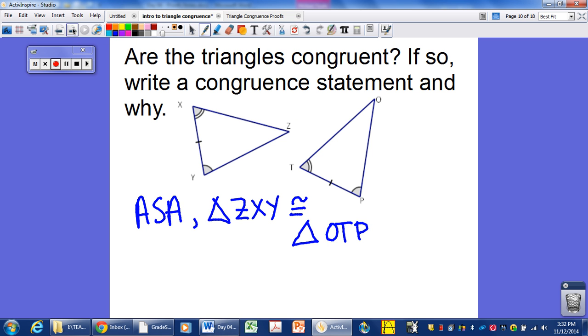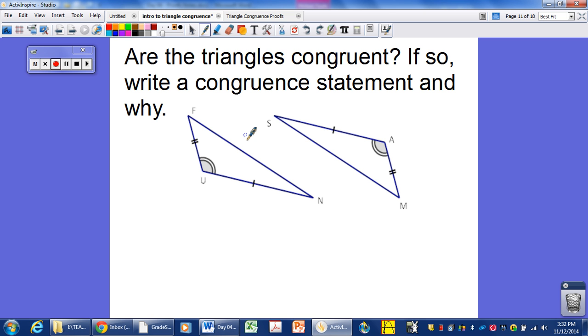Okay, I have a couple more examples. These triangles, notice we have two sides this time and one angle. Okay, two sides and one angle, and the angle is in between the sides. So this is going to be the side angle side postulate. So yes, these triangles are congruent by the side angle side postulate, so we can write a congruence statement.